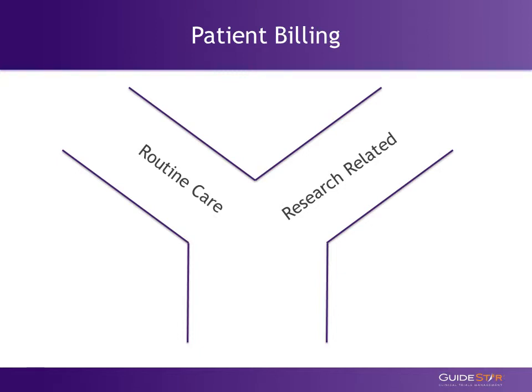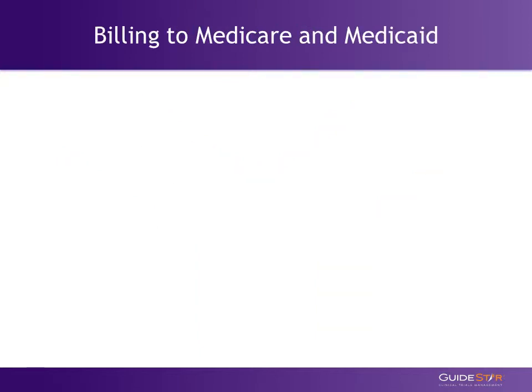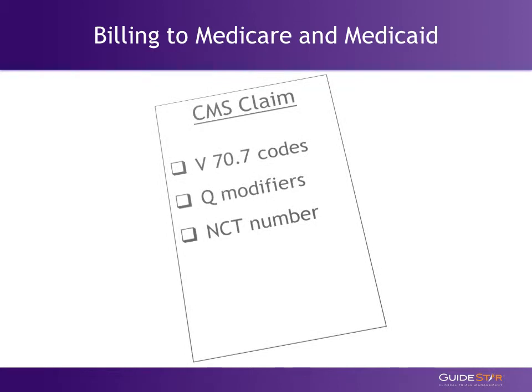The Center for Medicare and Medicaid Services, or CMS, has specific requirements for items that must be included on bills associated with clinical research subjects. V78.7 codes, which will change with ICD-10 in late 2014, Q modifiers, and national clinical trial number requirements must be included on the claims sent to CMS for research subjects. Therefore, hospital staff who are responsible for coding research subject claims must be educated on these requirements to maintain compliance with CMS.